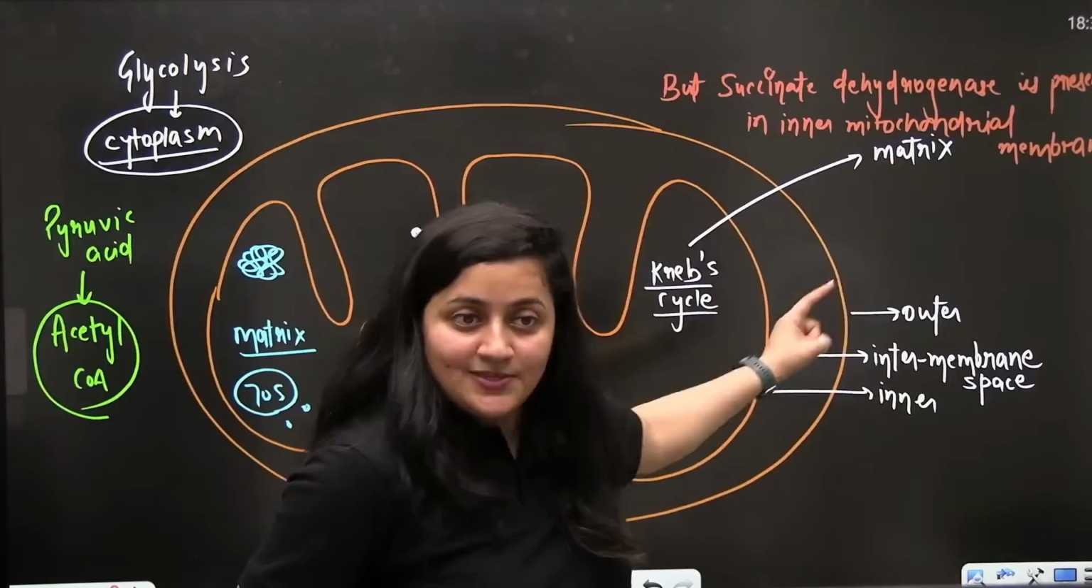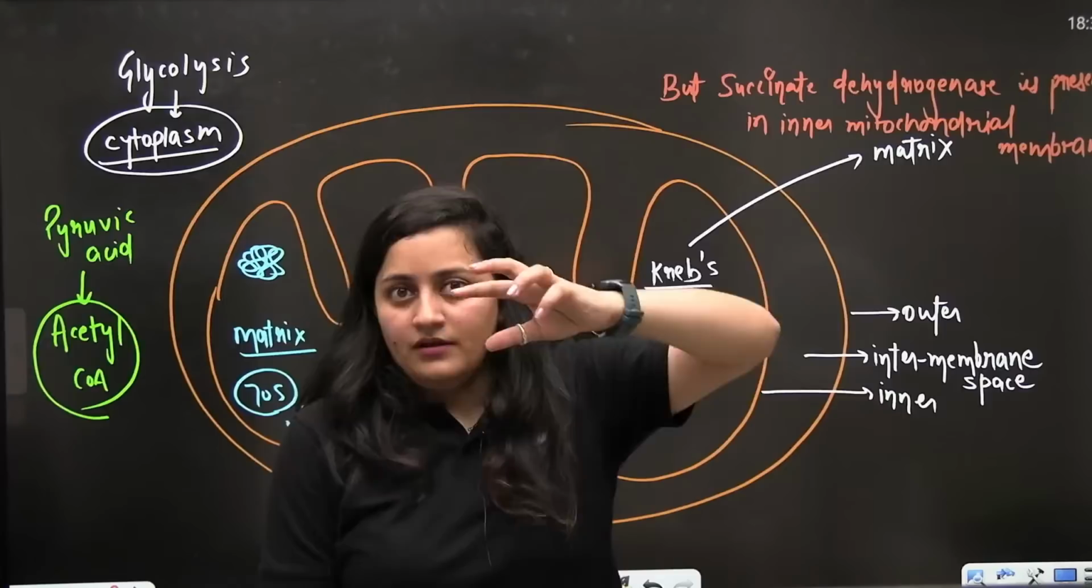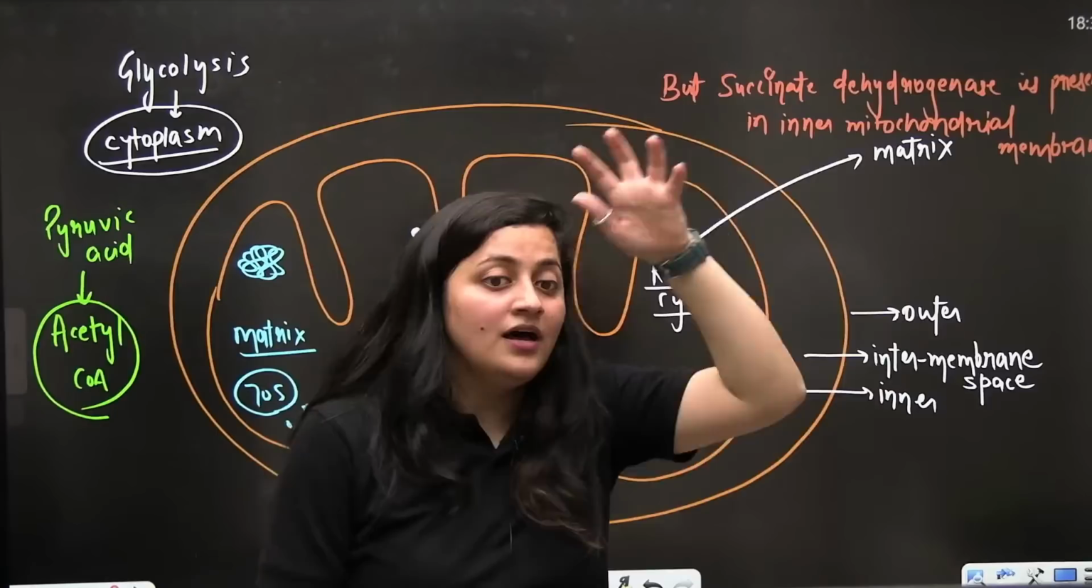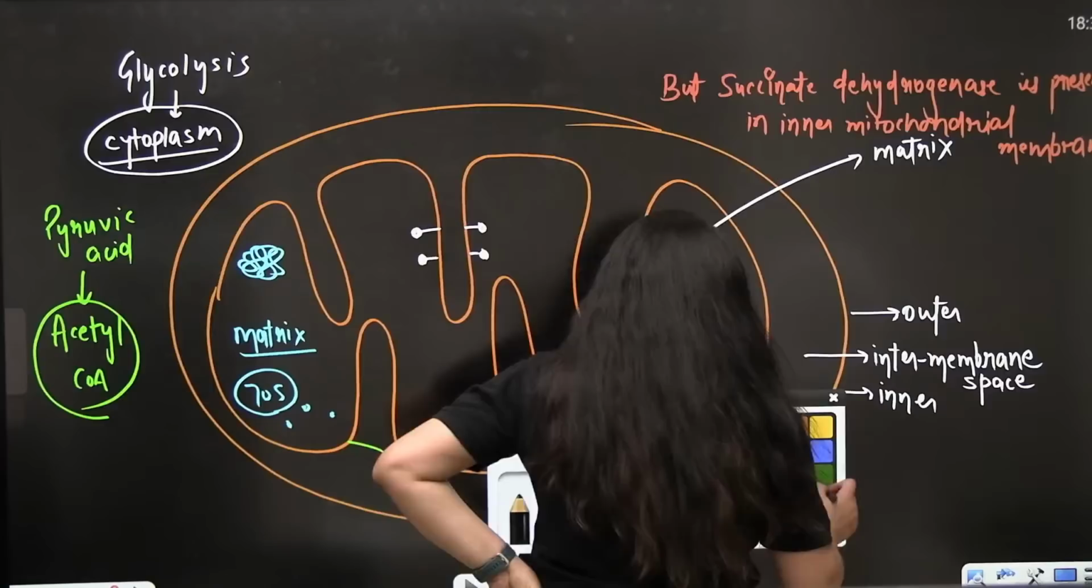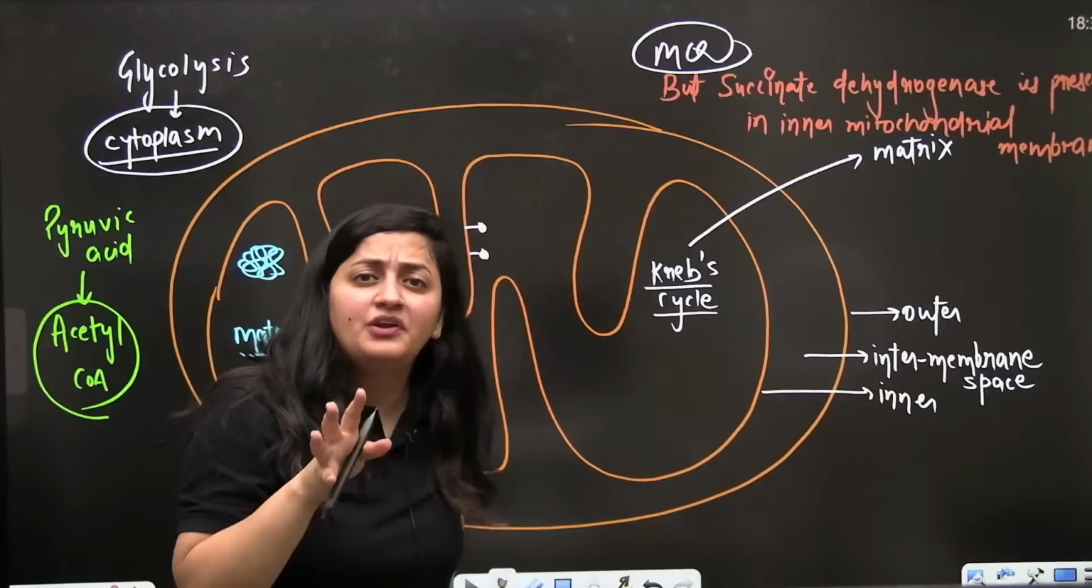And this enzyme acts like a link. It links the Krebs cycle to the electron transport chain. Are you getting my point? So it is again an MCQ. Clear? So whatever I'm teaching right now, if you remember that, definitely you will solve the questions in the NEET examination. 110% you will solve.